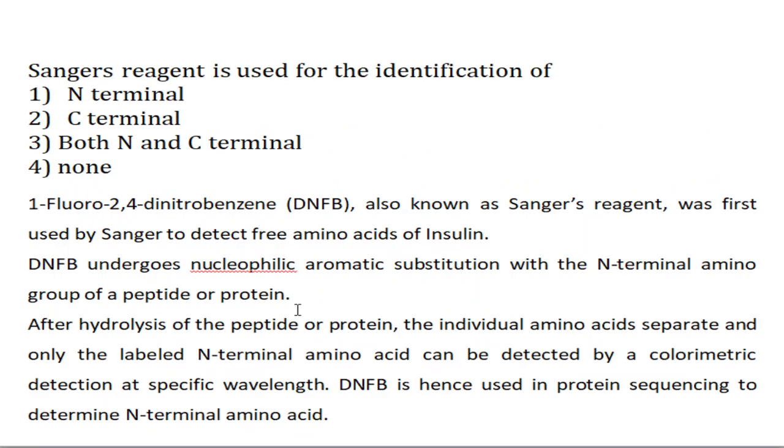Okay, next thing, Sanger's reagent is used for identification of the N-terminal end of your protein. It is generally used in protein sequencing in order to determine the N-terminal amino acid. Sanger's reagent is also called DNFB, that is fluorodinitrobenzene. This DNFB undergoes nucleophilic aromatic substitution with the N-terminal amino group of your protein or peptide. Then after hydrolysis of the peptide bonds, the individual amino acids are separated, and this reagent labels only the N-terminal amino acid.